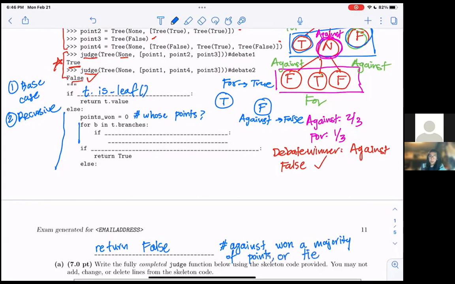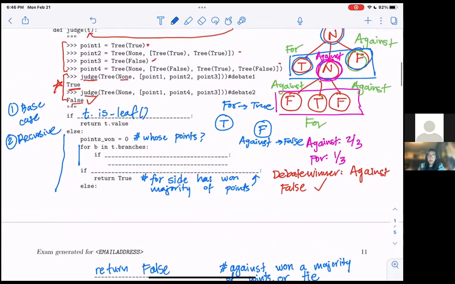And remember as well, based on the problem statement, that we only return true in the case that the for side has won a majority of the points. And this is basically what will go in that if statement right there. So now the question is, how do we actually determine how many points the for side has right now?